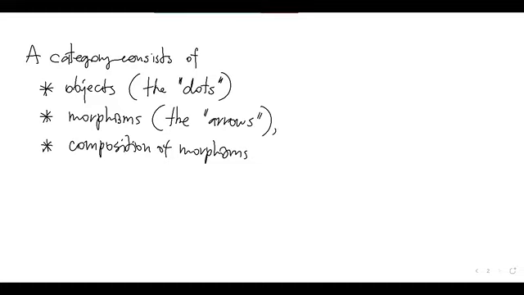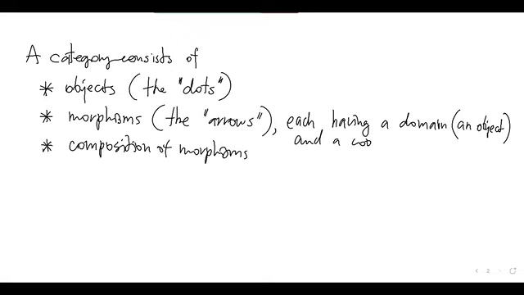Now, the arrows are not just arrows. We have some information about them. Every arrow has a starting point and an ending point. The starting point is an object, and the ending point is an object as well. Morphisms, each having a domain, that's an object, and a codomain, which is also an object.